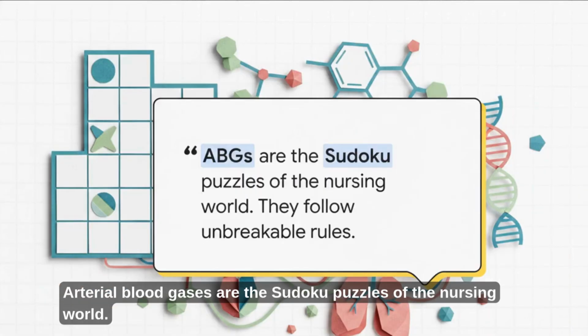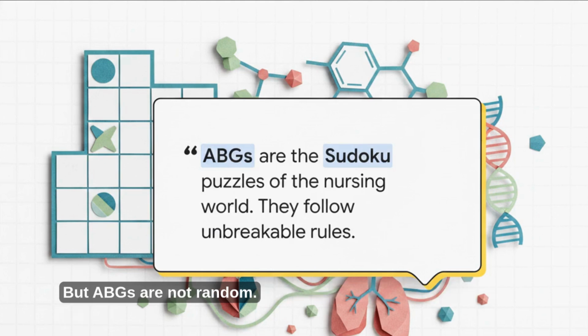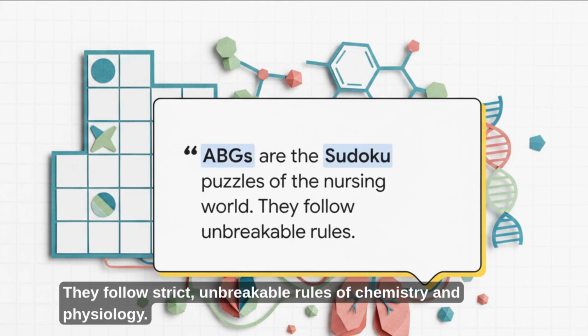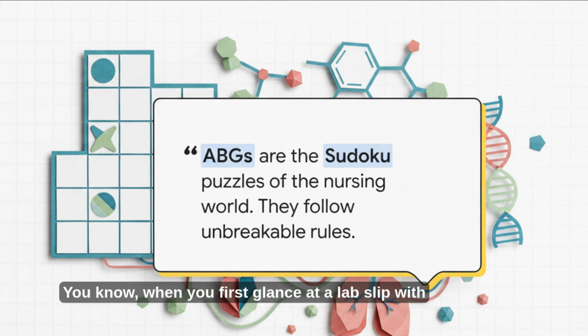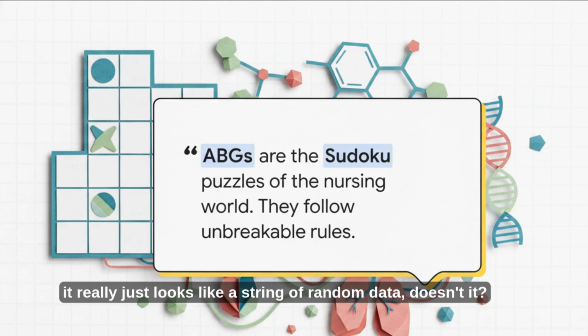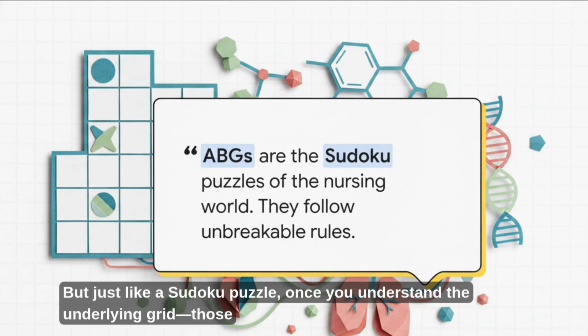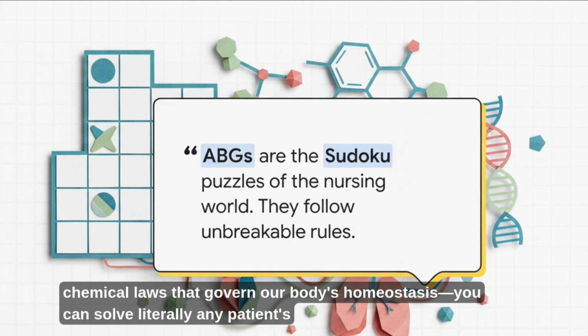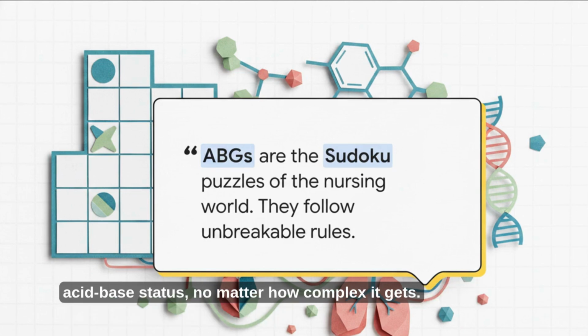Arterial blood gases are the Sudoku puzzles of the nursing world. But ABGs are not random. They follow strict, unbreakable rules of chemistry and physiology. You know, when you first glance at a lab slip with a pH of 7.32, a PaCO2 of 50, and a bicarb of 28, it really just looks like a string of random data, doesn't it? But just like a Sudoku puzzle, once you understand the underlying grid, those chemical laws that govern our body's homeostasis, you can solve literally any patient's acid-base status, no matter how complex it gets.